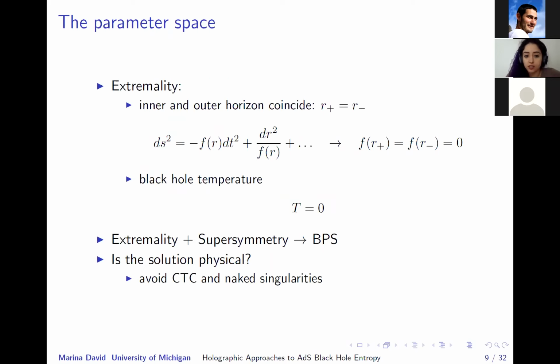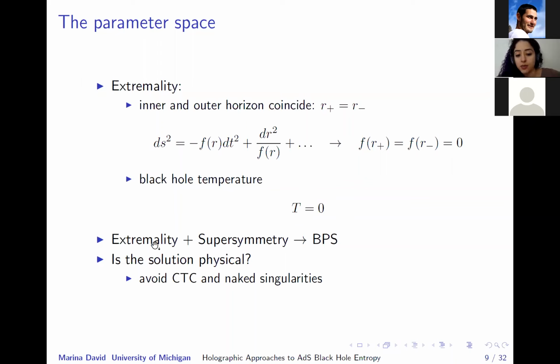I did mention extremality a little bit, but I just want to review the definition of extremality. With these black holes, we usually have two horizons, the inner horizon and the outer horizon, r+ and r-. When they coincide, we have an extremal black hole. Typically you'll solve this function f, find r+ and r-, and when r+ equals r-, that's when you'll have extremality. This is also the limit where the black hole temperature is 0. So this is also very important.